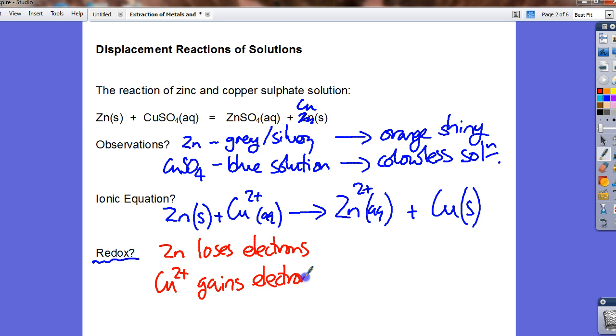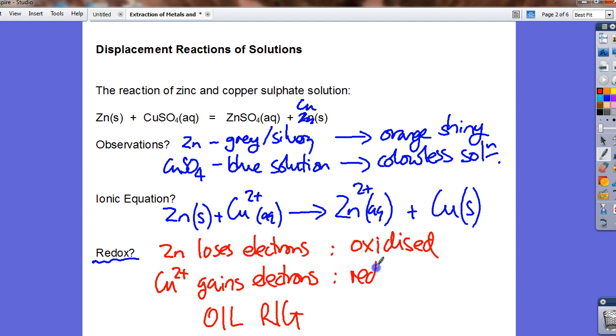And if we think back to our definitions of oxidation and reduction, we should know OIL RIG. Oxidation is loss. So the zinc has been oxidized, and reduction is gain, and the copper is reduced. So we can see that this is actually a redox reaction. We've got reduction and oxidation occurring both at the same time. And in the next video we will look at applying our displacement reactions to extracting metals in industry, and that's a very popular exam question.